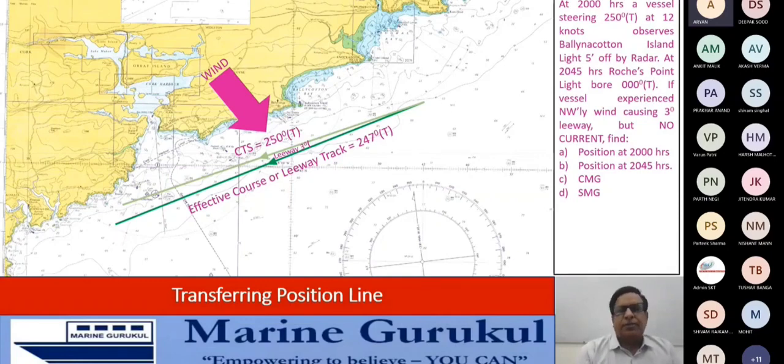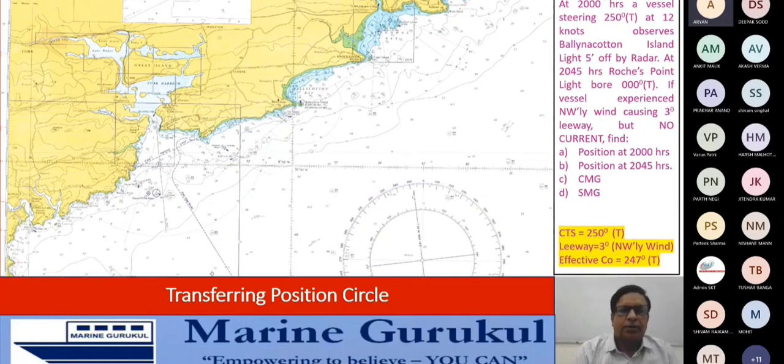The same thing you can see in the box now, we could do in the answer sheet through these three simple steps. CTS 250 degrees true, leeway 3 degrees, northwesterly wind. As I said earlier, wind direction and the CTS have to be considered together to decide whether to add or subtract. So the effective course becomes 247 degrees true. Now, instead of drawing the CTS on the chart, we'll draw the effective course or the leeway track, and the magnitude of this would be same as the engine distance in 45 minutes. So we plot it here now.